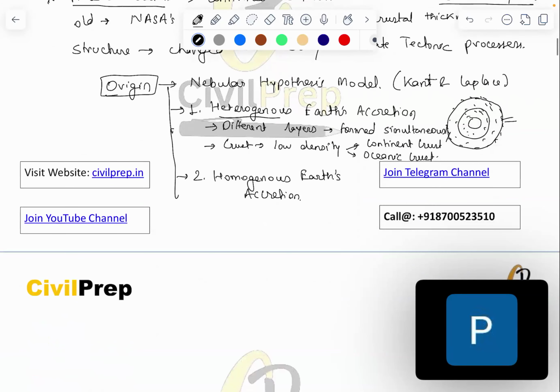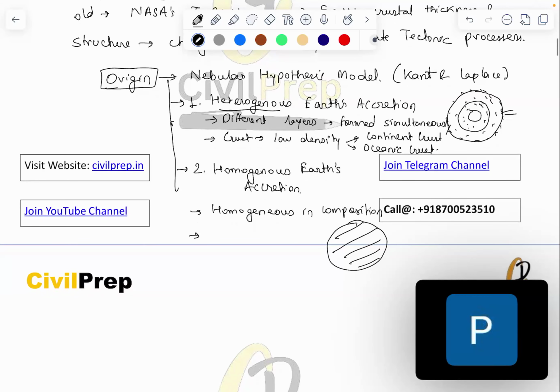So in the heterogeneous conditions, it formed during the process of accretion itself. But the homogeneous model says that when the Earth was formed, it was completely homogeneous in its composition. And second, there was no layered structure. Therefore, no crust was present during this period. So what happened later? Later we see that there was a density differentiation process.